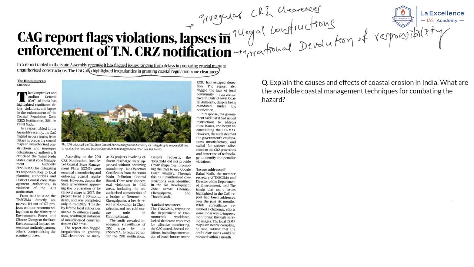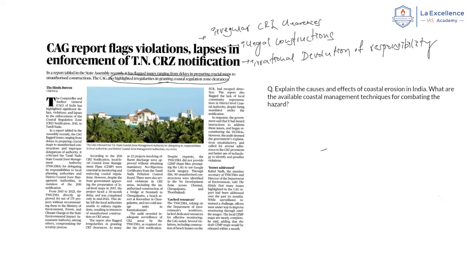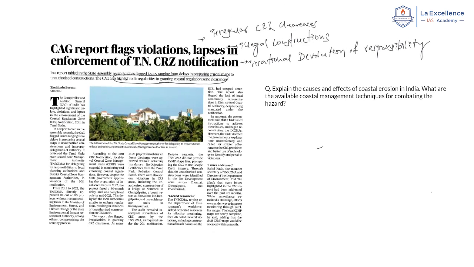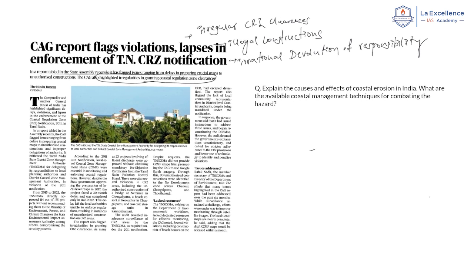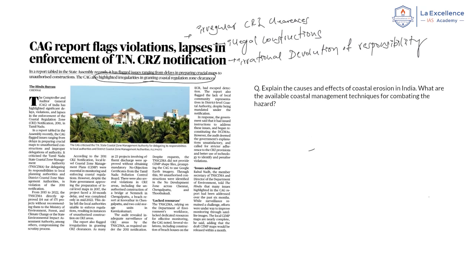Now, what is this article saying? This article is saying that the Comptroller and Auditor General of India (CAG) report flags violations and lapses in the enforcement of the Tamil Nadu Coastal Regulation Zone notification. In this context, we will discuss what is meant by the Coastal Regulation Zone from the examination perspective. Why is this important? First of all, we will see the context of the news.